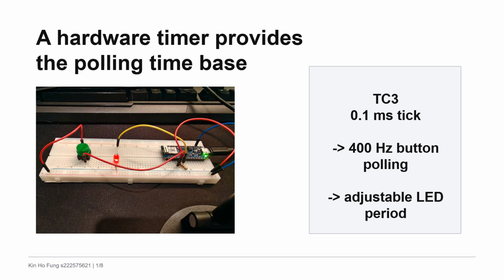This task is about configuring a hardware timer on the microcontroller instead of relying on the Arduino delay function for the main application timing. My implementation used TC3 to generate a 0.1 millisecond time base. This time base is then used to poll a button at 400 Hz and control the blink period of LED1. In this video, I will explain the timer calculation, show the code, compile the sketch, and demonstrate the button changing the LED blink period.